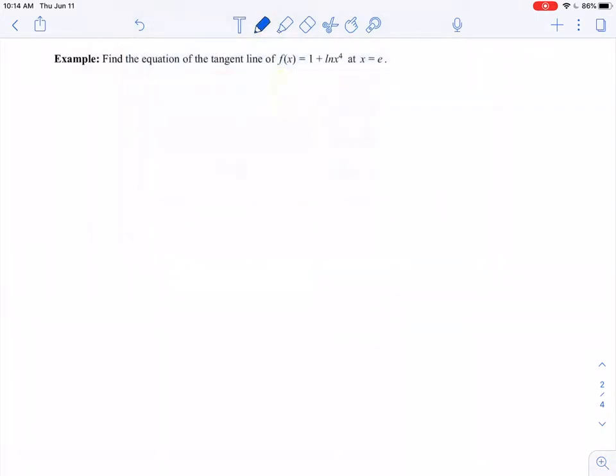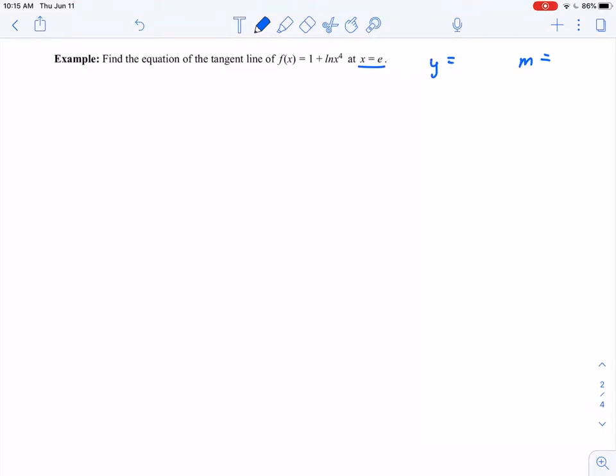So let's see here. I want the equation of the tangent line. I've got an x value, which means I still need a y value. I still need a slope if I want the equation of a tangent line. So it's up to you how you want to approach these. You can find the y value first and then you can find the slope, or vice versa. It really doesn't matter. Let's find the y value first.